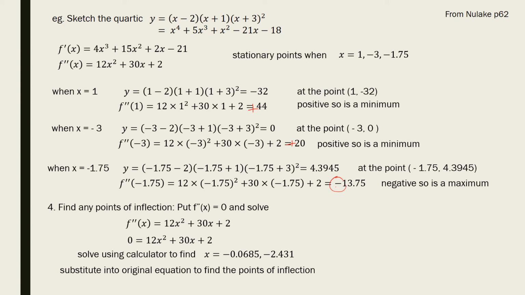Substitute into the original equation, so one of those two equations at the top, to find out our points of inflection. And we get 2 points: when x is negative 0.0685, our y is negative 16.6, and when our x is negative 2.43, our y is 2.05.